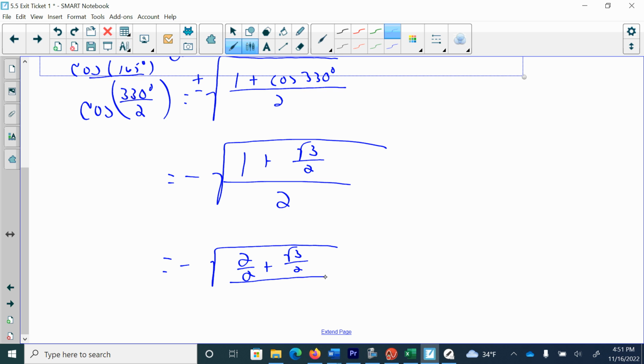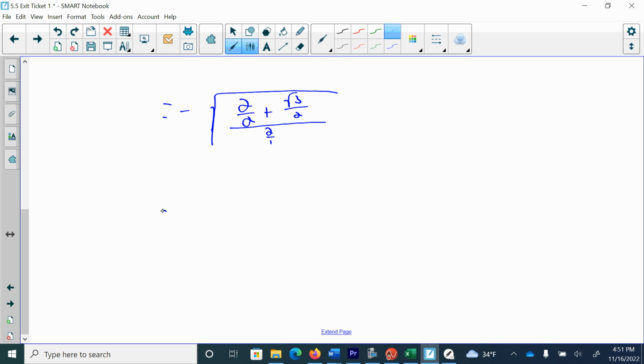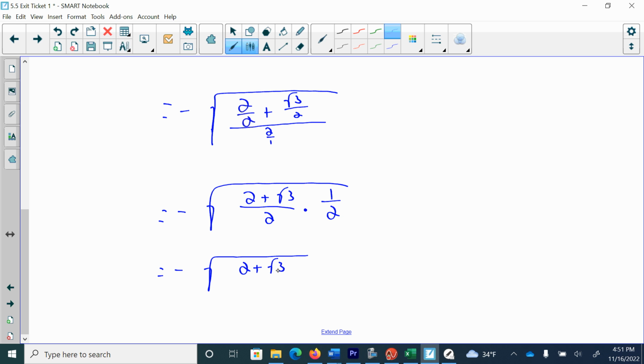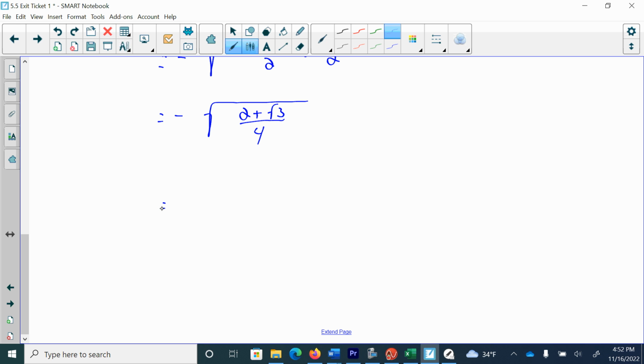And this is all over 2, which is 2 over 1. So now when I add, I'm going to get 2 plus the square root of 3 over 2. So I'm going to keep that. Then I'm going to switch to multiplication and change that 2 over 1 to 1/2. So there's that negative sign, 2 plus the square root of 3, and when I multiply 2 times 2, I get 4. So Mrs. Connell leaves it like that. That's great. Okay, I'll give you credit for that.